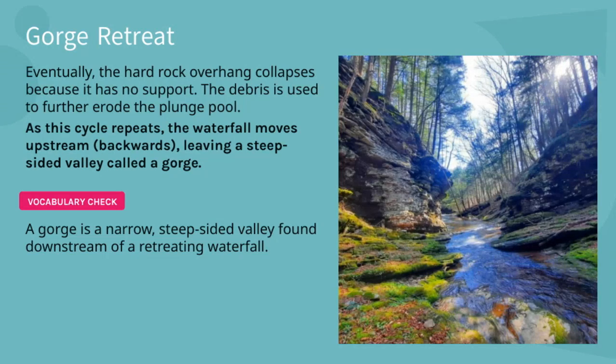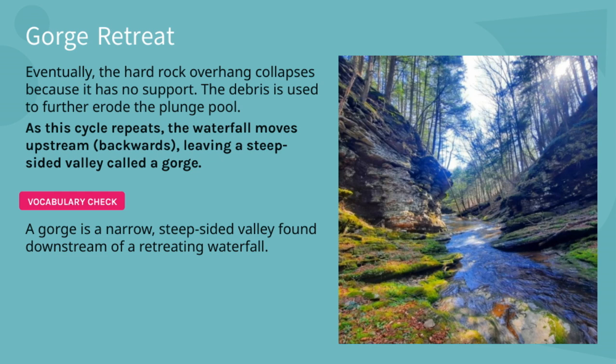Eventually, the hard rock overhang collapses into the plunge pool. When the hard rock collapses, the fallen rocks do not just disappear. The river uses them as tools for further erosion. They swirl around in the plunge pool and increase abrasion, making the pool deeper and helping undercut the soft rock again. This process repeats again and again. Soft rock is eroded. An overhang forms. The overhang collapses. The waterfall retreats upstream.